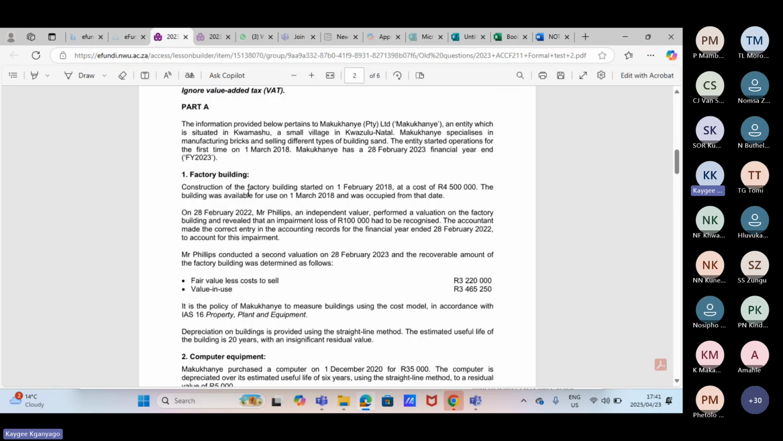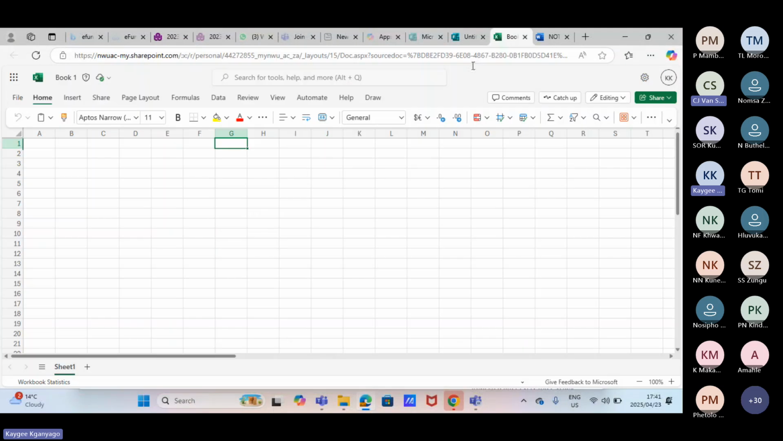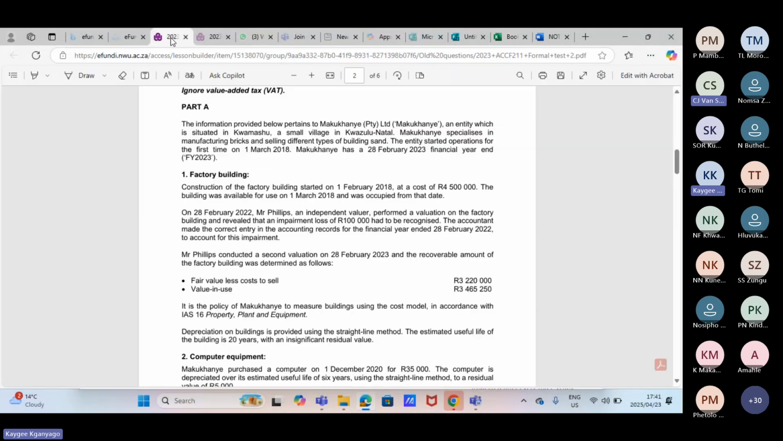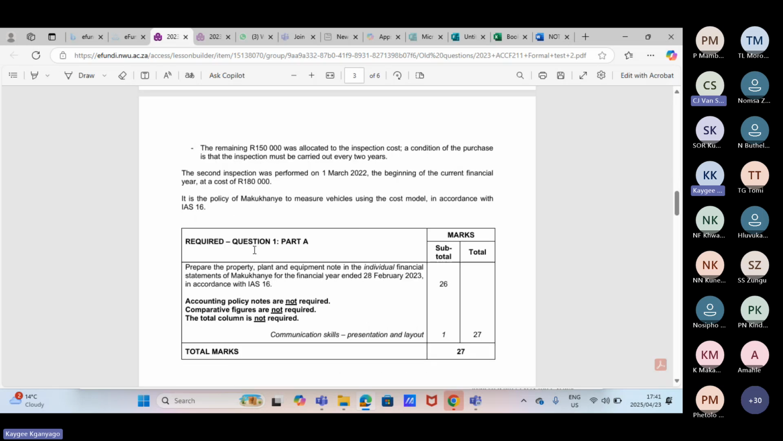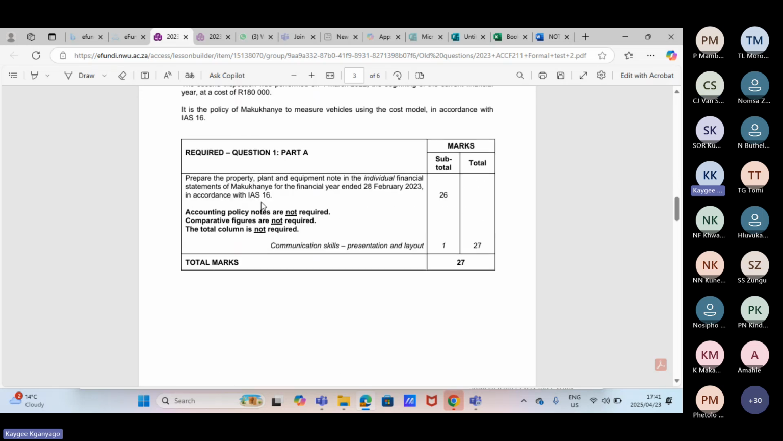Let's see. I don't understand the question, do we only do calculations for 2023? Can you just rephrase that question, please? Okay, I'm saying they said we must prepare the property, plant and equipment for the financial year ended 28 February 2023. They specified here that the comparative figures are not required. If they did not specify that, what were we going to do? We were going to include the PPE note for financial years ended 2022 and 2023. Do you agree? Yes, that I understand.